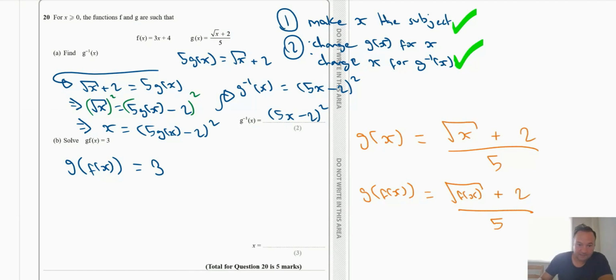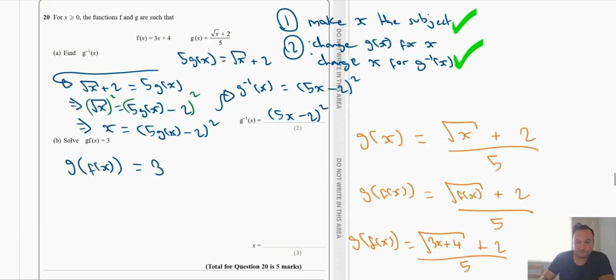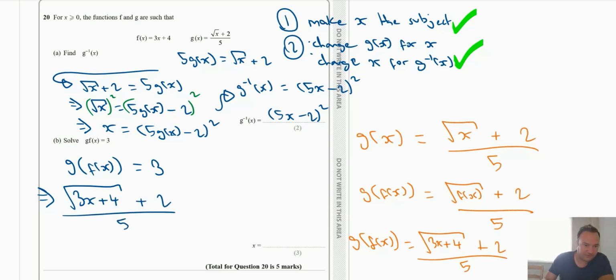And what we can also see is that f of x can be replaced with 3x plus 4. So we're changing f of x to 3x plus 4. We want to make sure that all of 3x plus 4 goes into the square root. Then we've got the 2 that goes outside of it. So straight away we can see that g of f of x equals 3. So g of f of x is the square root of 3x plus 4, plus 2, on 5, equals 3.